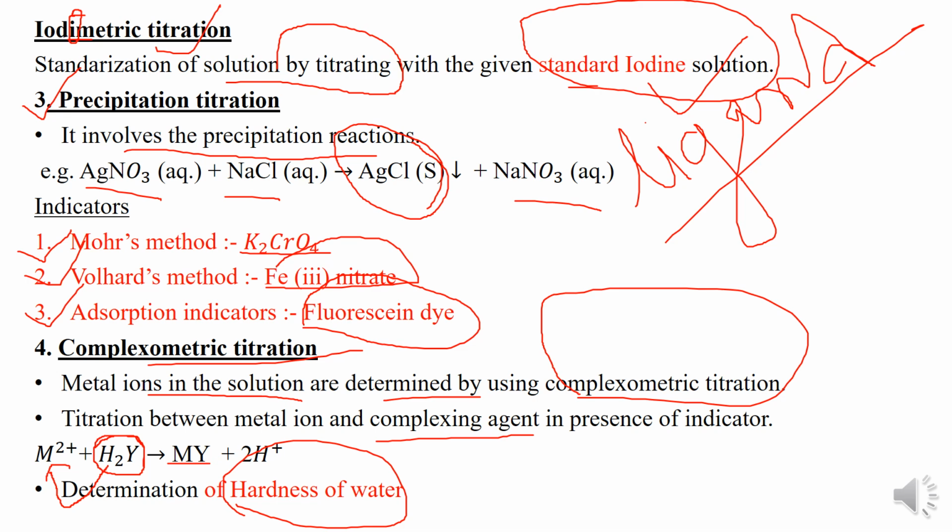So these are the different types of titrations. Acid-base titration is very important. However, redox titration, precipitation titration, and complexometric titrations are not so important for you from the point of view of examination.